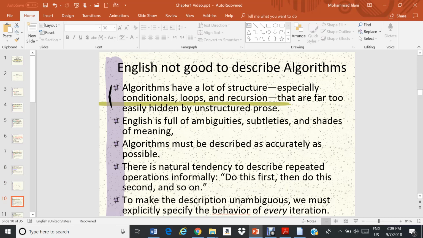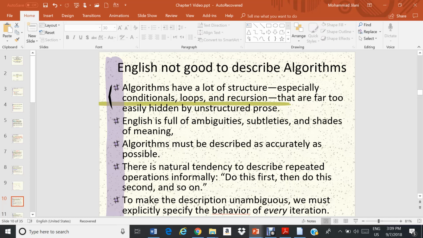Also, pure English is not as good to describe algorithms. Algorithms should not be described in plain language. Let's say in the singing, please sing the song about buying 99 bottles of Coke or Pepsi or some soda, and sing every time you finish one, get another one, and start singing. That's not the way to do it either. Algorithms have a lot of structure, especially their conditions, their loops, their recursions, keep repeating something. You have to be able to represent the repetition, the loops, the conditions, which are far too easily hidden by unstructured prose or some statements.